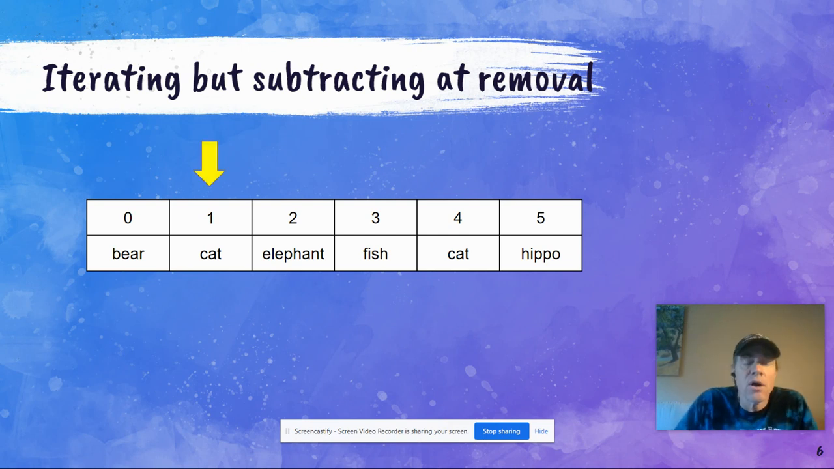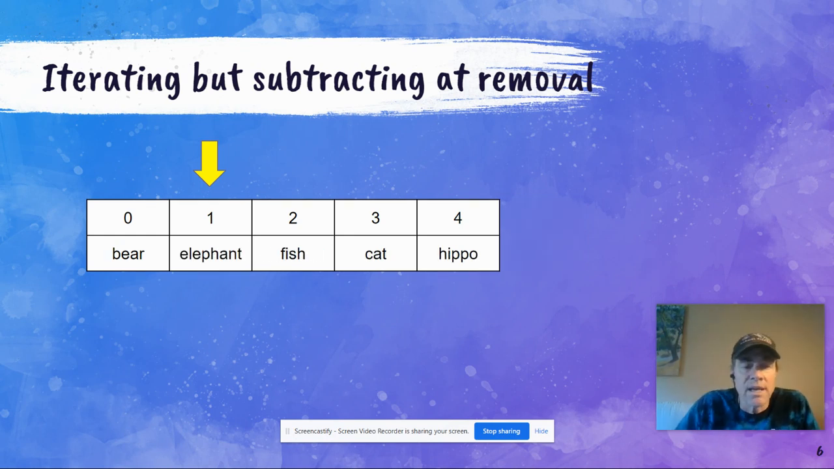Oh, that too is a cat. So instead of skipping over the second element in a row, it is in fact going to look at the one that just got moved into that slot. The cat should be removed. So it's going to get removed. The other guys get moved down. The iterator is going to decrement again at the end of the loop. It's going to increment, so it goes back to 1. An elephant is in fact not a cat. So it moves on, and then we're off to the races.